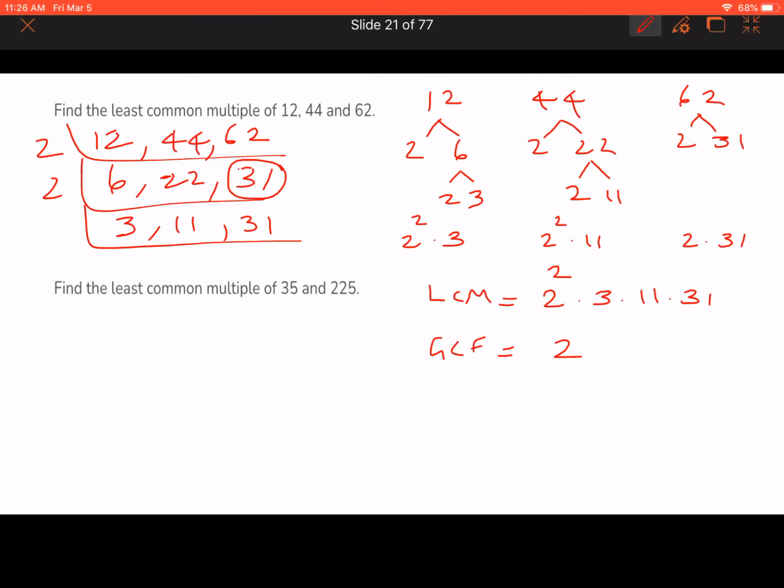Okay, after this no number has any common factor to divide, so I have to write all the numbers: 2 times 2 times 3 times 11 times 31. And for GCF, I should not write 2 times 2, because the first 2 is dividing all the numbers, whereas this second 2 is not dividing all the numbers, right? So for GCF, you have to take only the number which is going to divide all the numbers. Okay, so 2 is the answer for this.